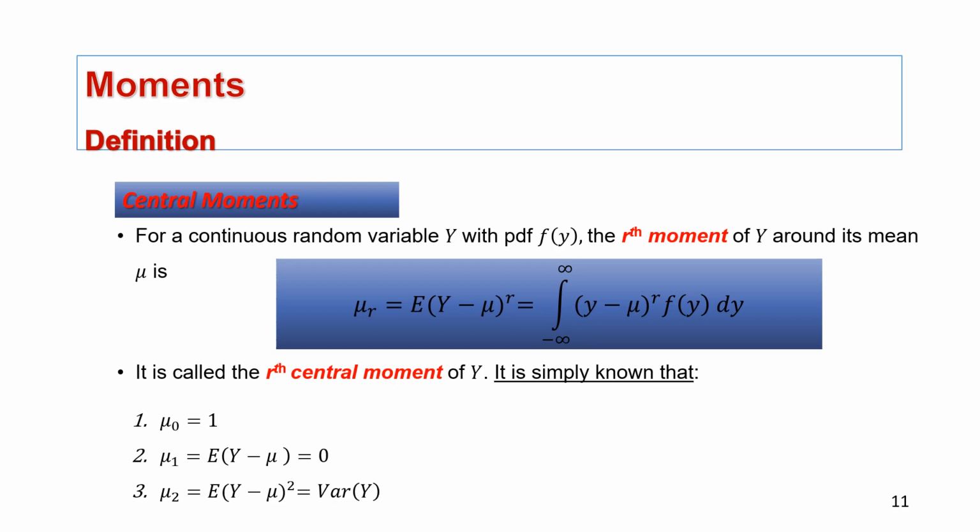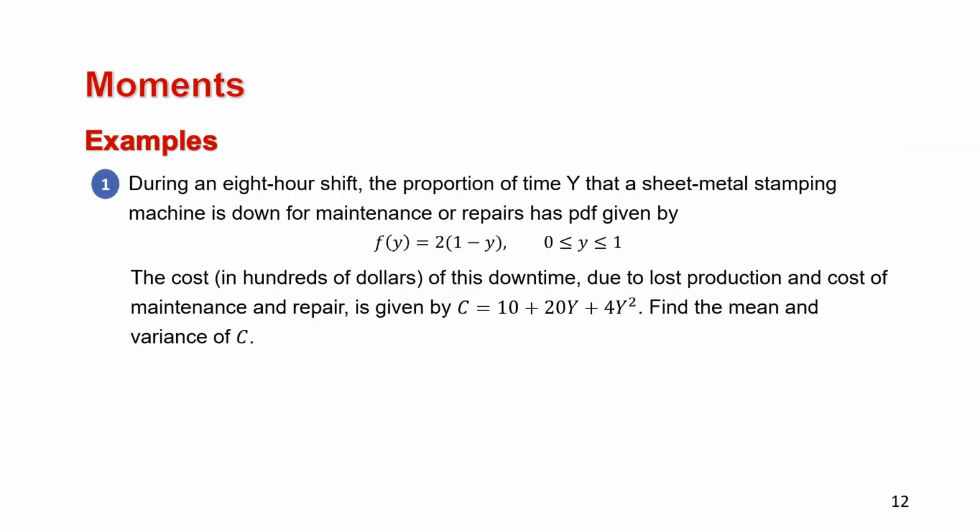Then, what about mu 1? Mu 1 is the expected value of y minus mu. The expected value of y itself is mu, so mu minus mu equals 0. The expected value of y minus mu is 0. What about mu 0? Mu 0 is the expected value of y minus mu to the power 0, which is 1. Mu 2 is the expected value of y minus mu squared, which is the variance of y.